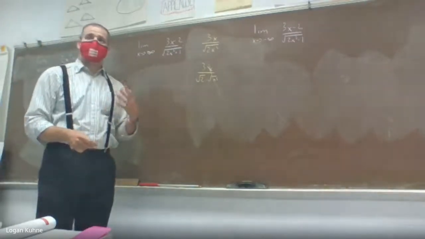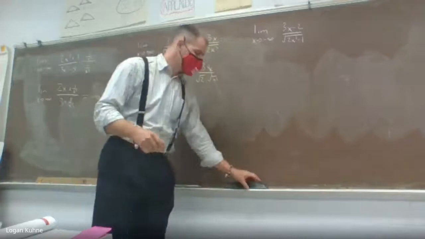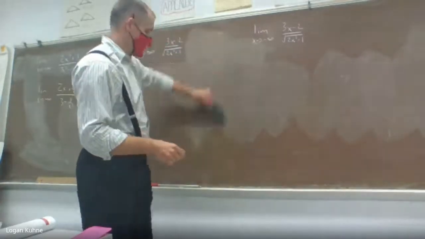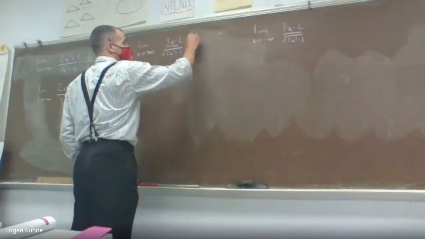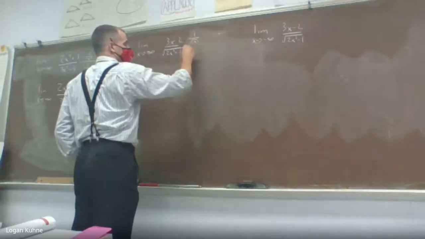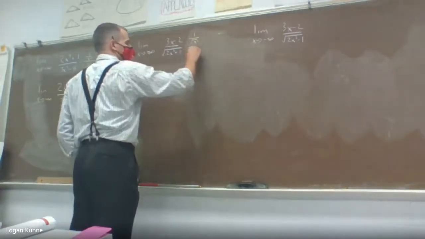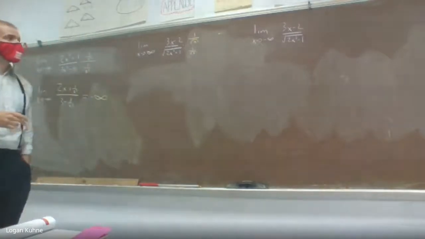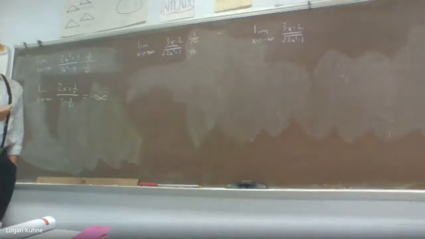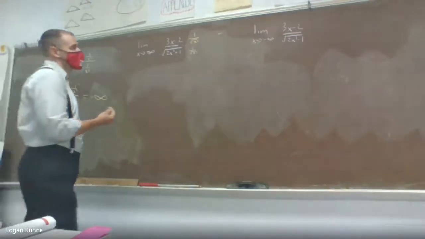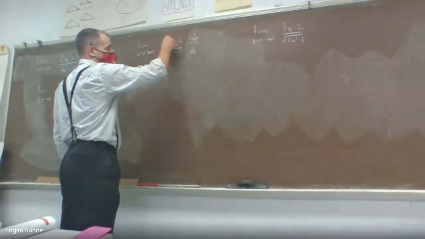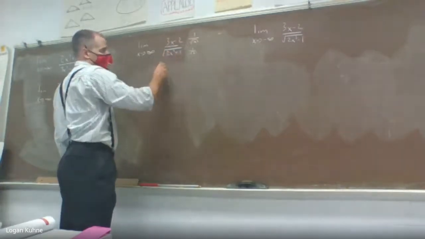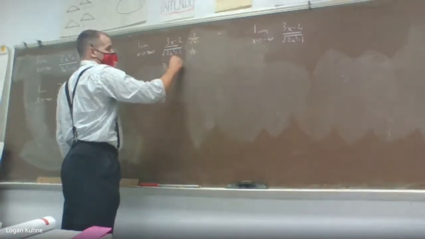Now let's actually figure out the proper way to do it. I'm going to multiply top and bottom by 1 over the square root of x squared, which is basically just 1 over x, right? Basically. So on the top, I'm going to get 3x over the square root of x squared. That's just 3, right? Minus 2 over x.